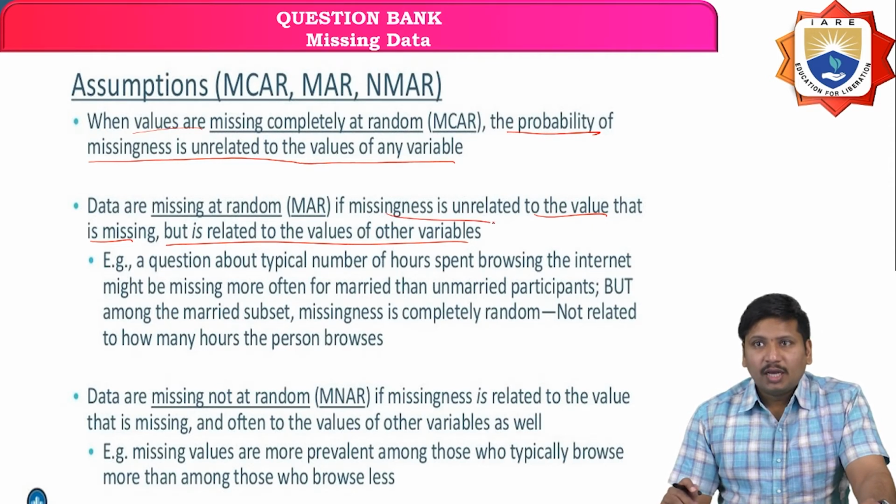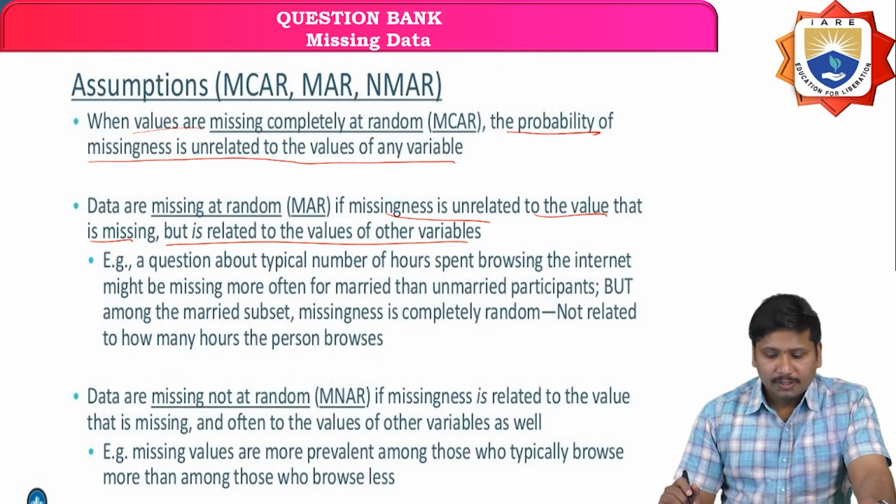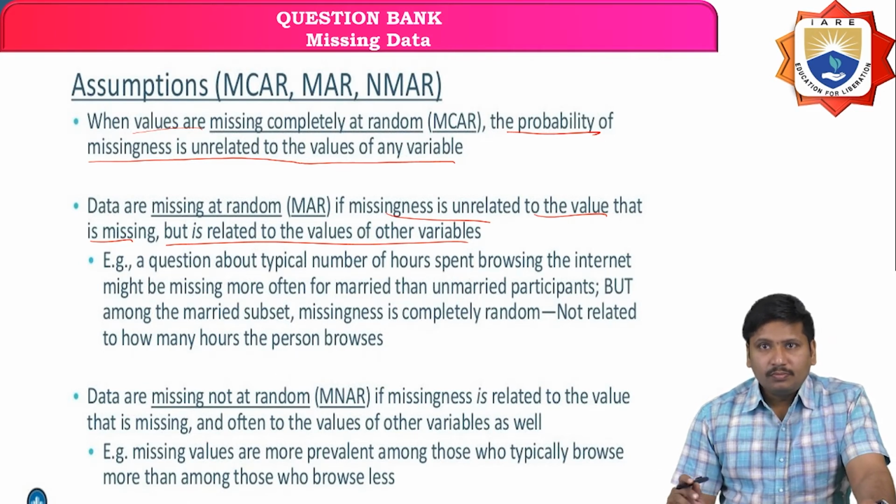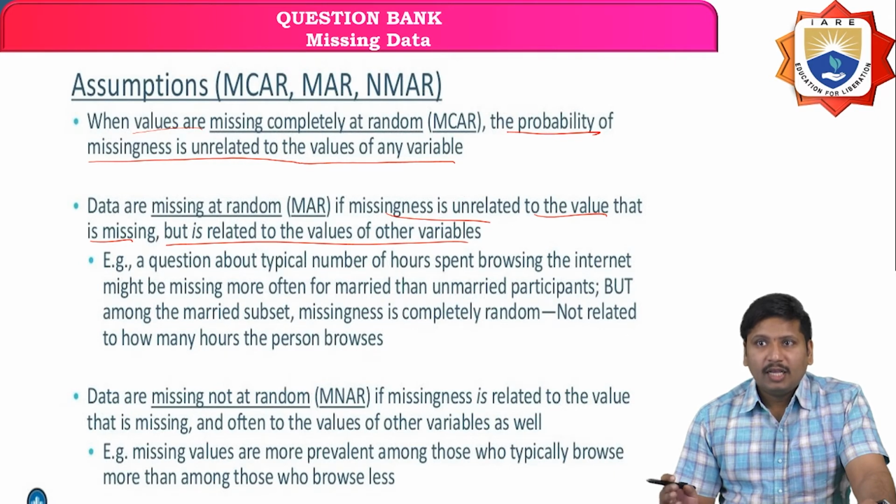Missing at random: the missingness is unrelated to the value that is missing, but it is related to the values of other variables. Example: the question about the typical number of hours spent browsing the internet might be missing more often for married than unmarried participants. But among the married subset, the missingness is completely random, not related to how many hours the person browses. So that is an example of missing at random.